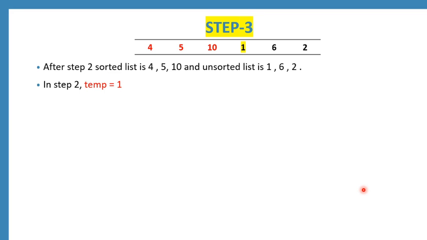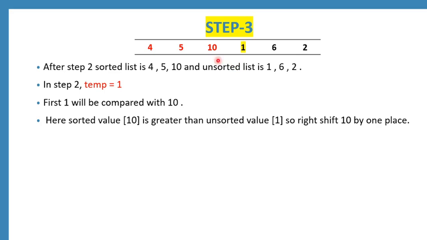Before starting step 3, our sorted list is 4, 5 and 10, and the unsorted list is 1, 6 and 2. Again we will update the value of temp. Temp will be 1 now. Now first 1 will be compared with 10. Here the sorted value is 10, the unsorted value is 1, but 10 is greater than 1.